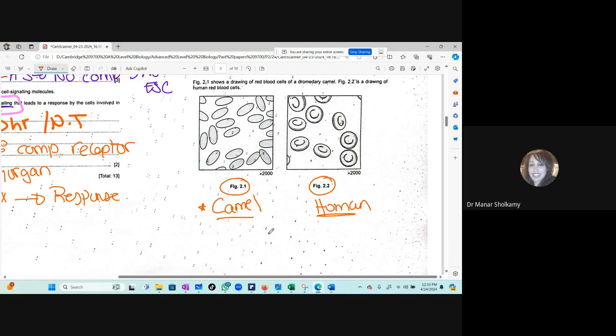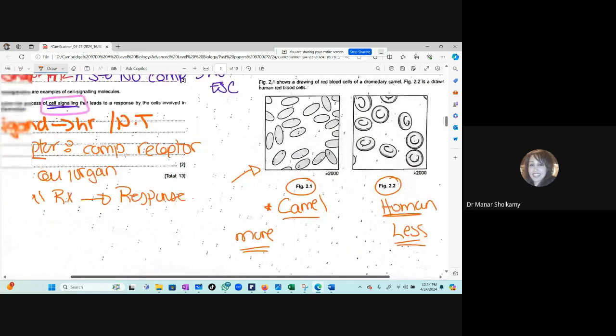Yes, I also see it. It's very obvious. The two things that you see in those pictures, the shape difference and the number. It's obvious that here in the camels, they have more red blood cells. And in the same space inside the human blood, I have less red blood cells. You're right. This is what we can see. So we can see differences in shape and we can see differences in number. This is one of the most obvious differences.